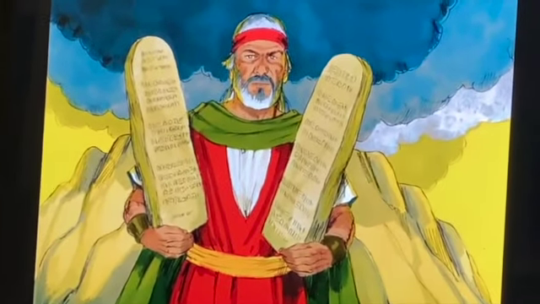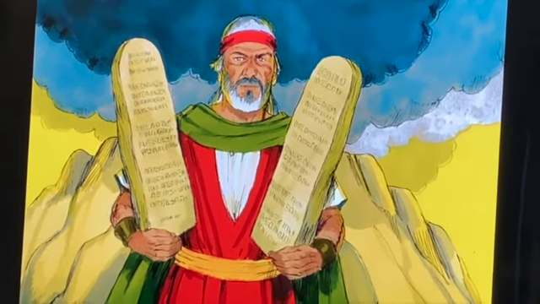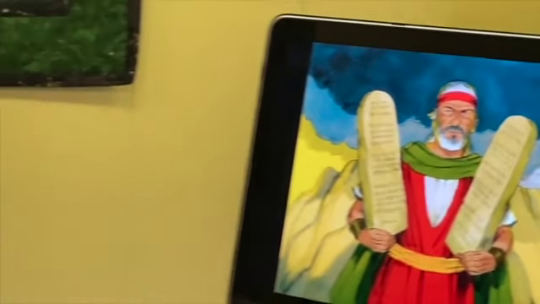These are the commandments from the Lord. And there are 10 of them. And I will give you some hand motions to help you remember them using our fingers. So the first one, number 1, is you shall not have any other gods before me. That means God's first.